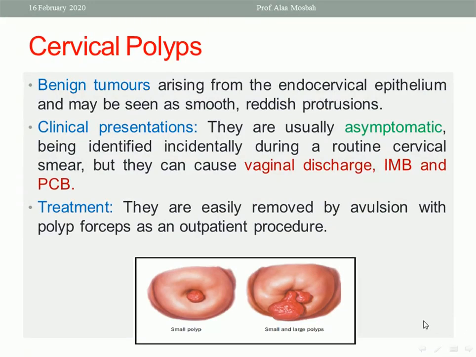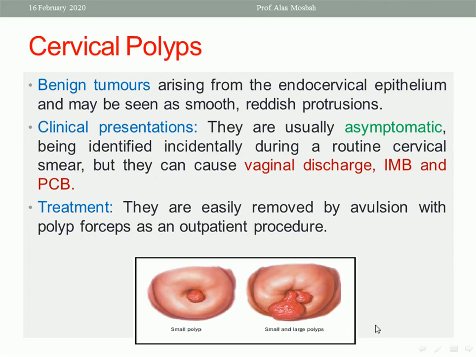The next title is cervical polyps, which is a benign tumor arising from the endocervical epithelium, and they may be seen as a smooth reddish protrusion, as in this picture. This is the cervical polyp, a mucus gland polyp.